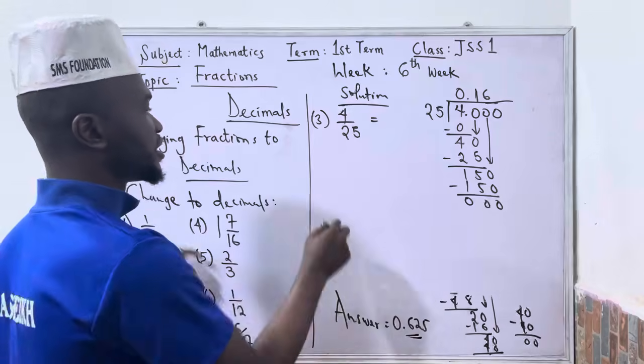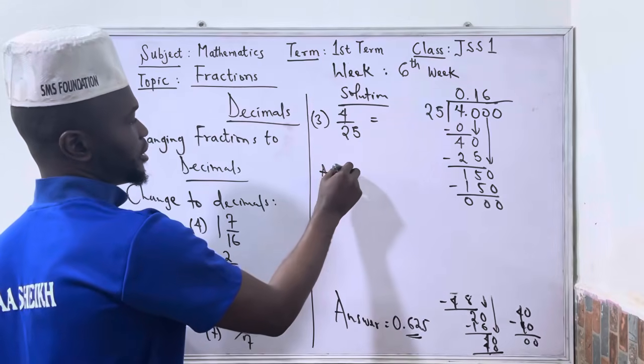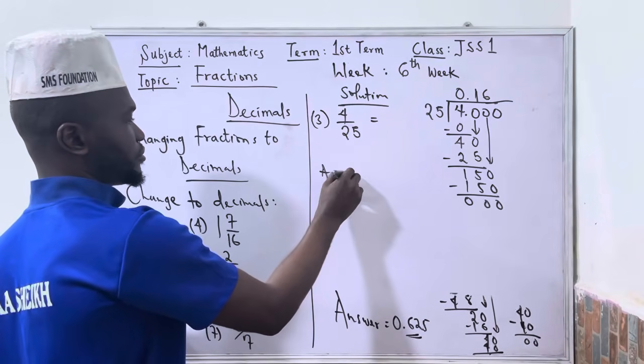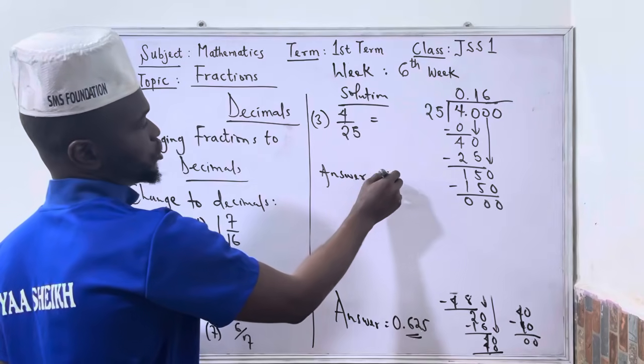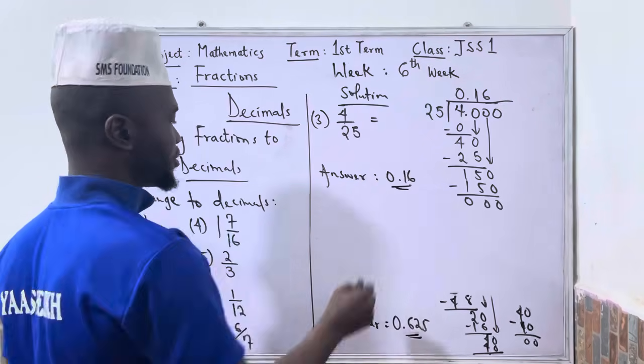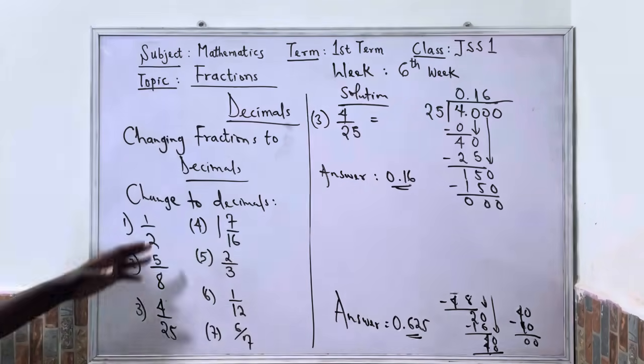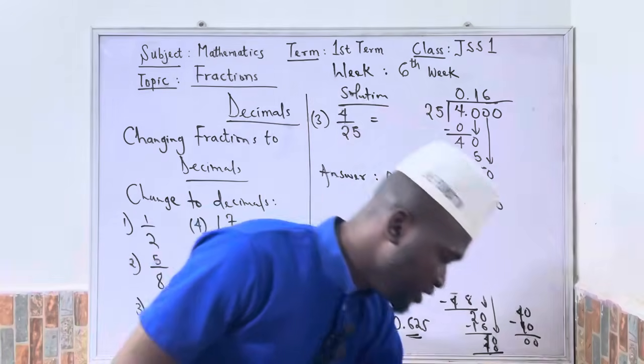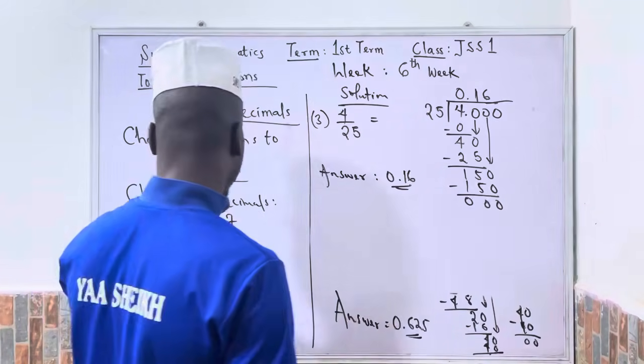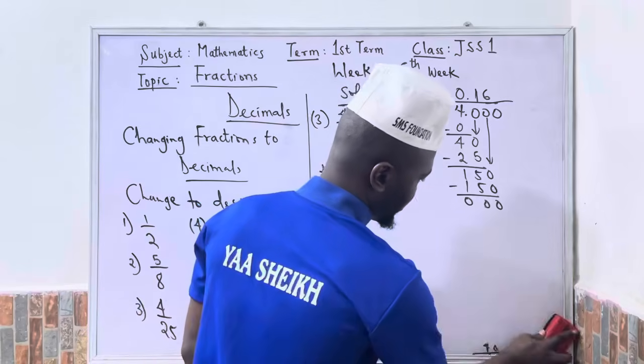So that means the answer here is equal to 0.16. You can see that converting from fraction to decimal can also be very easy peasy. Now, let's see the next one.